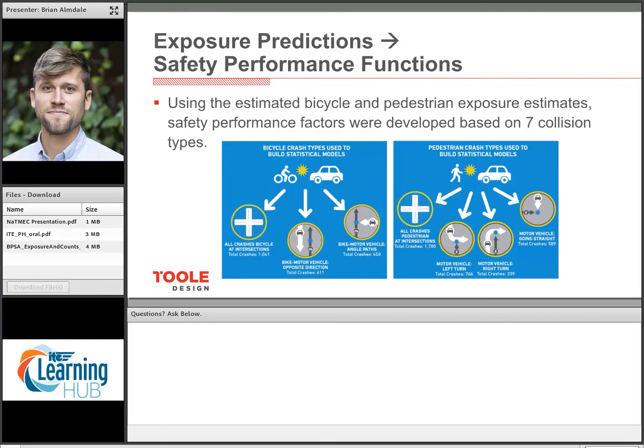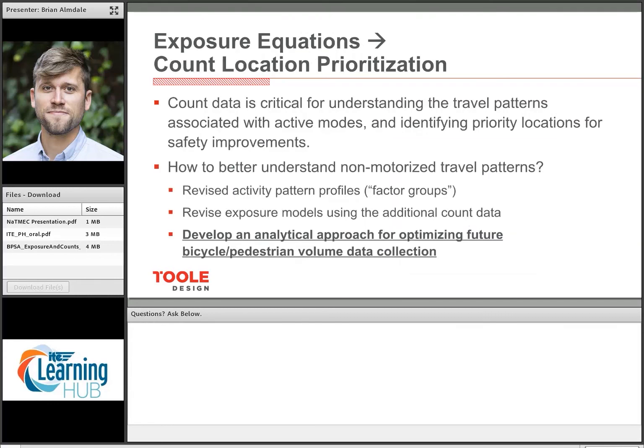For both volume estimation and crash outcomes, we used a type of statistical analysis called negative binomial, which we discussed earlier, and random forest, which is a type of machine learning. We conducted the safety performance functions for 3 different bicycle crash types and 4 pedestrian crash types, like left hooks and right hooks. The results were the number of expected crashes at every intersection in the city.